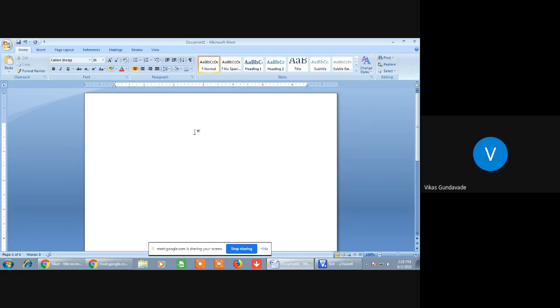So the program will be a program to generate a delay of 5 milliseconds with 50% duty cycle. Okay. Now we'll see how we can write the program.